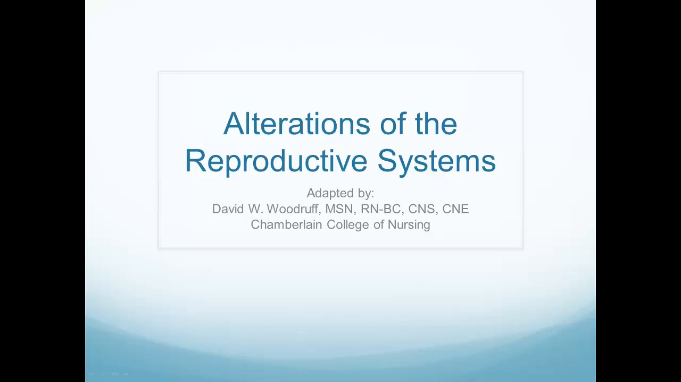Hello and welcome to Alterations of the Reproductive Systems. In this segment, we're going to talk about some of the normal anatomy and physiology and then some of the abnormal pathophysiology that can occur with patients who have alterations of the reproductive systems. So let's go ahead and begin and take a look at how our reproductive systems are formed in the first place.